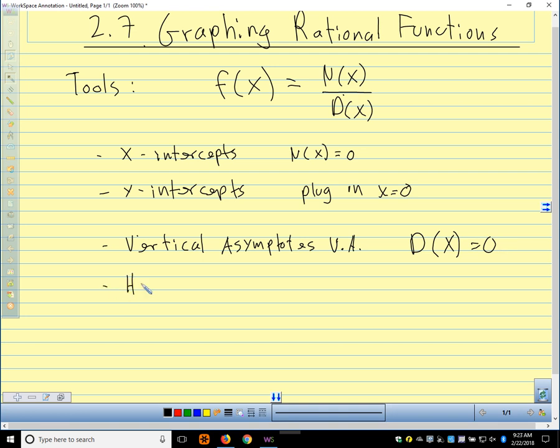Horizontal asymptotes. I should say horizontal asymptote. There can just be one. So I'm going to say HA. Have you ever heard of the movie Highlander? Movie or TV series? That was a big line from that. There can be only one. There can be only one horizontal asymptote. How do we find the horizontal asymptote?